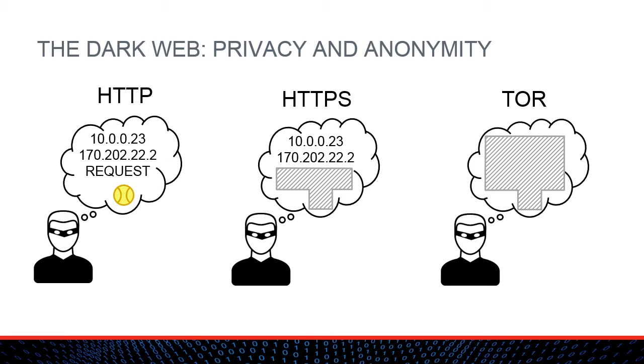Websites that use Tor to remain anonymous are sometimes known as onion sites. They provide hidden services that are not visible to users on the regular internet.